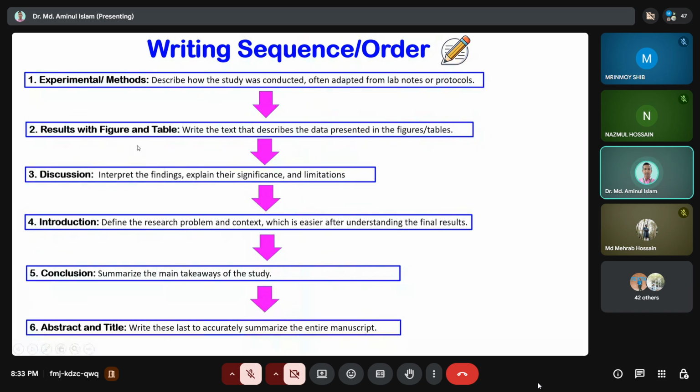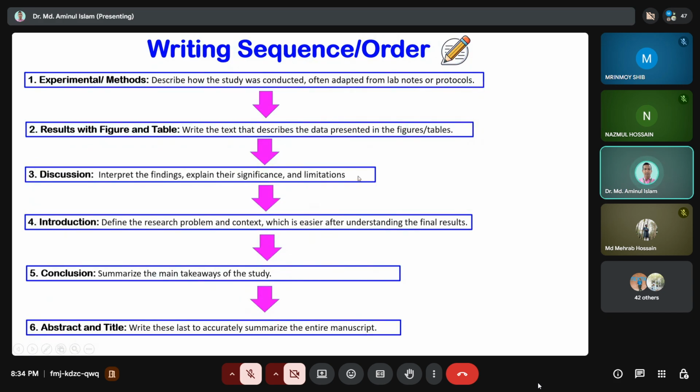Then you can write discussion. So in the discussion part, you can interpret your figure or table. That means interpret your findings and explain their significance and limitations. However, you must compare your findings with previously published articles.